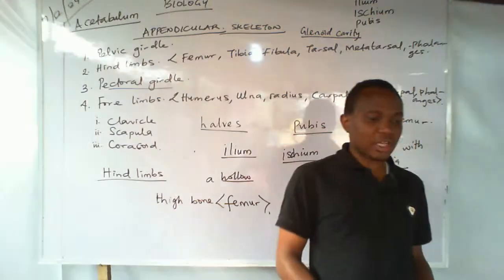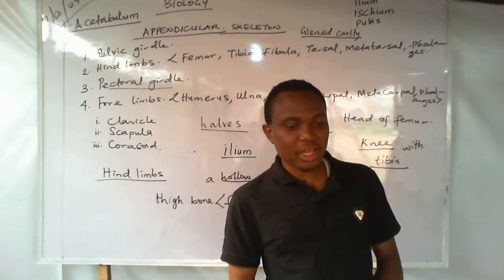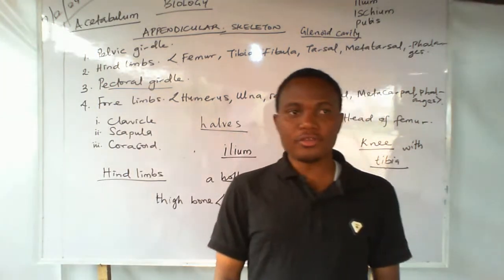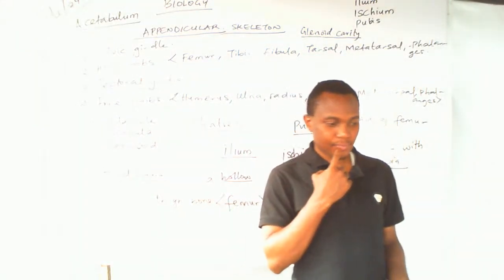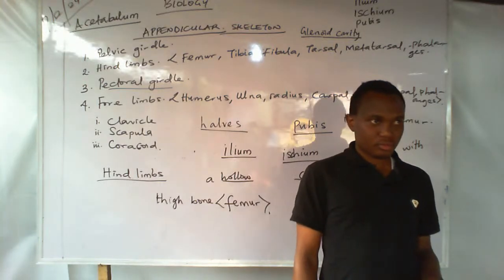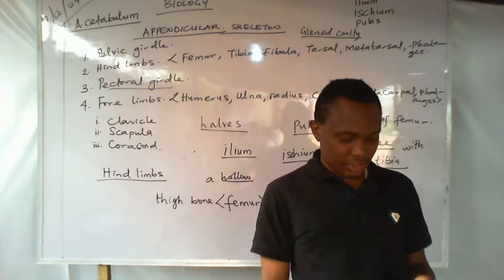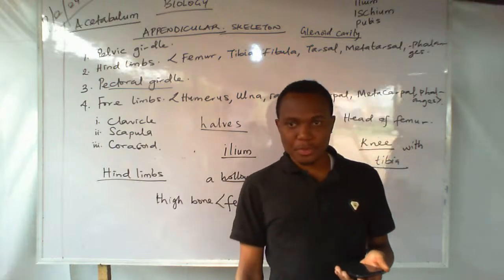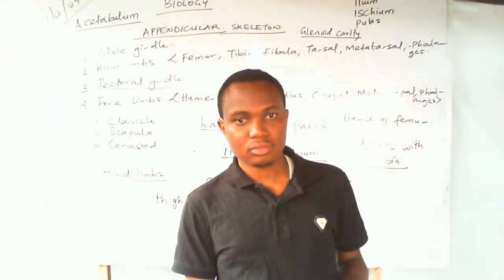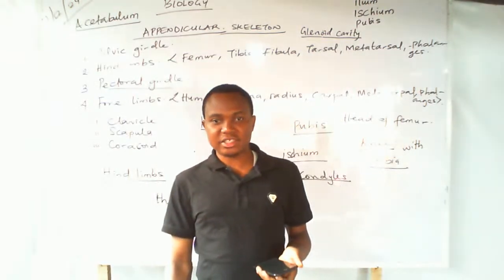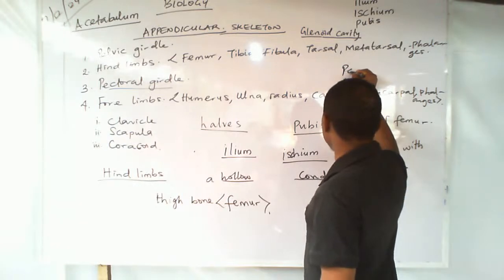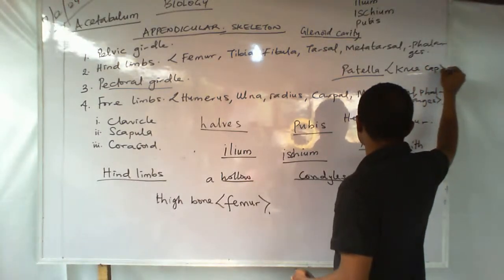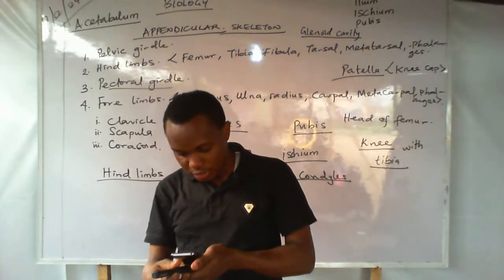Full stop. Right at the frontal surface of the knee joint, we have a small piece of flat bone called the patella. What do we call it? The kneecap.